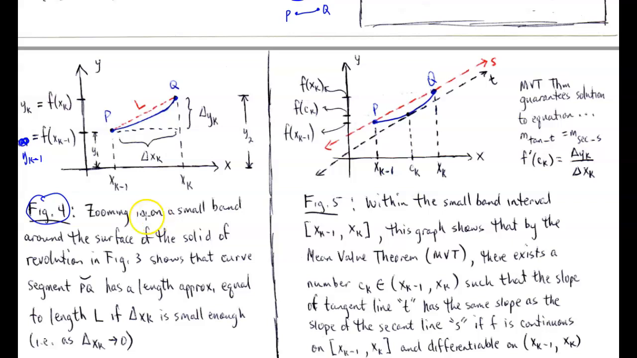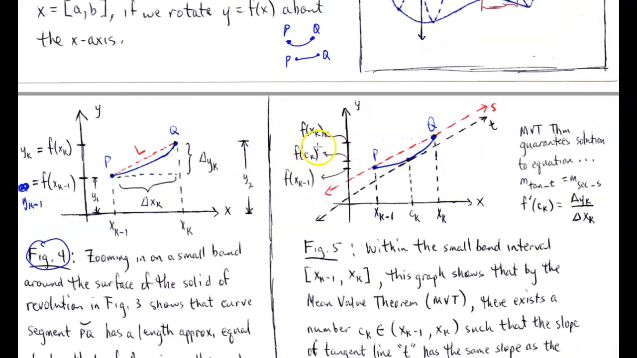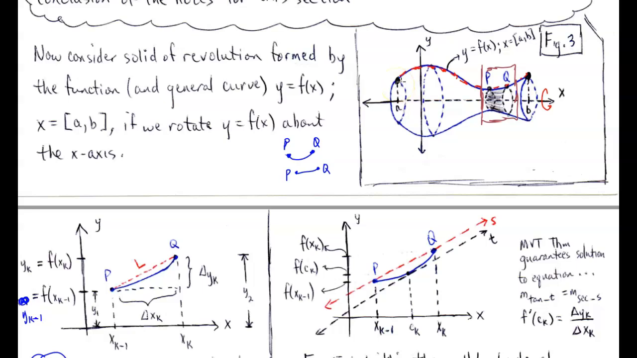Here in figure 4, if we zoom in on this small band around the surface of the solid of revolution from figure 3, it shows that this segment PQ has a length that's approximately equal to L. Think of L as if we were using a really small straight edge, a tiny ruler, to lay on the profile of this function and count how many miniature ruler lengths it takes to get from A to B. If I add all those up, that would let me know how long this is.